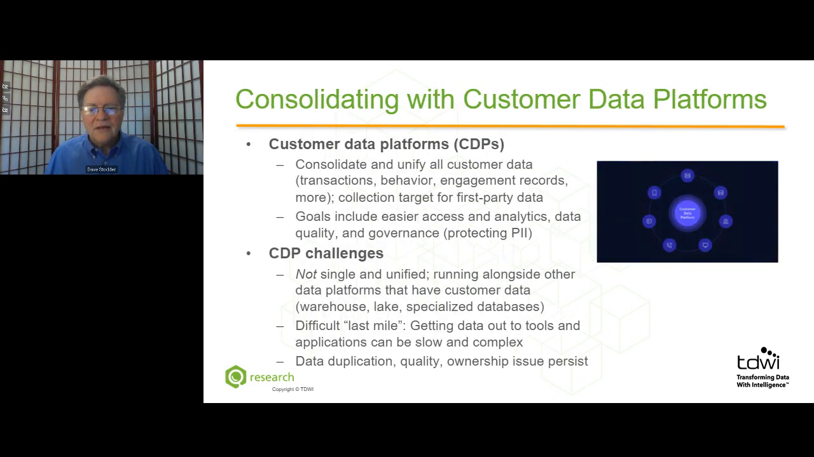So consolidating to customer data platforms is a major goal in many organizations, to consolidate all the customer data. It could be transaction data, behavior data, various engagement records, other ways that you're engaging across multiple channels. The collective target is the first party data, as I mentioned, the direct data that you're getting, but you could also have second and third party data in there. It's the idea to enable a 360-degree customer view, to get that single view of the customer.